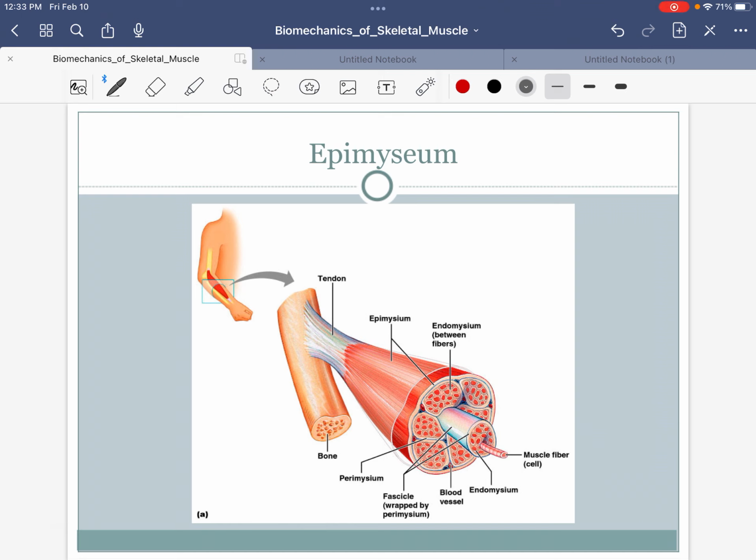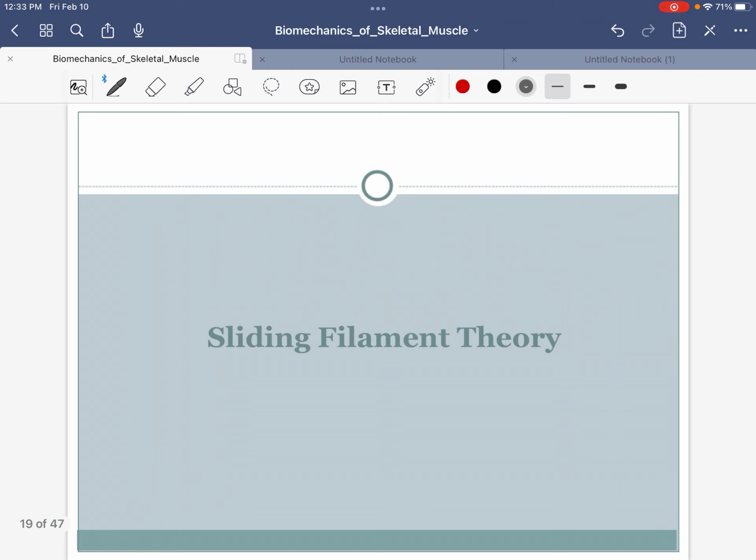The epimysium is some people say epimysium, I say epimysium. That's the connective tissue covering over the skeletal muscle.